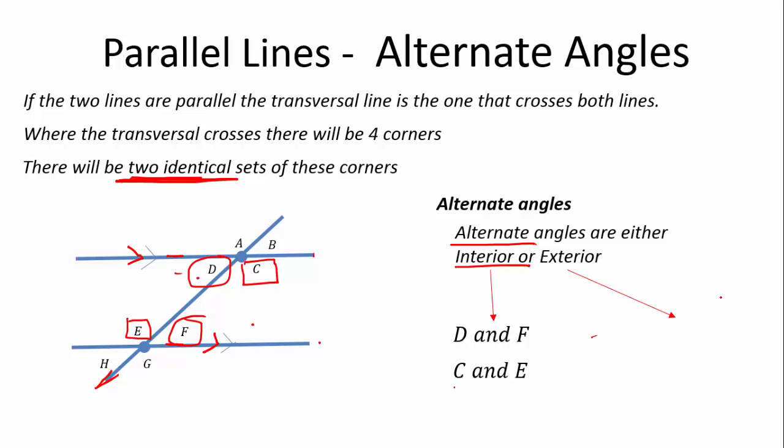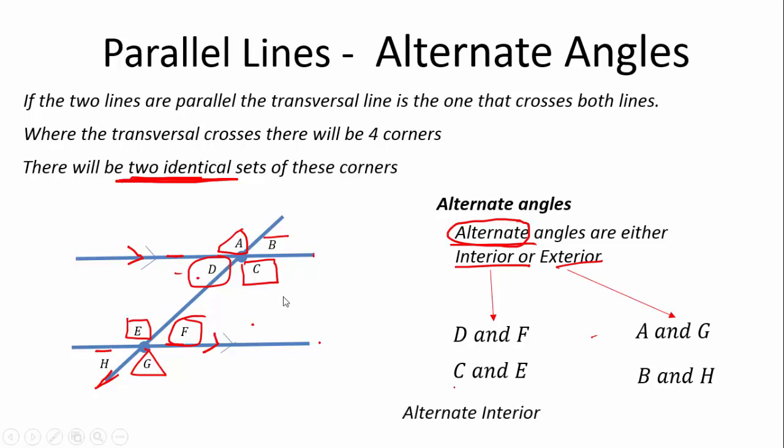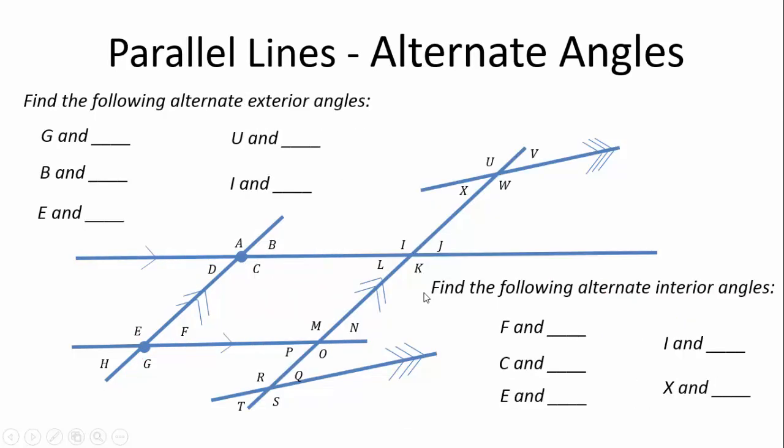What about alternate exterior angles, right? Now, alternate exterior angles are still alternate, meaning they're on different sides of the transversal, but they're now exterior, meaning they're on the outside of the parallel lines. So we could have A and G, or we could have B and H over here. These are alternate interior angles and alternate exterior angles. Let's look at this example. Find the following alternate exterior angles here, and then we're going to find the following alternate interior angles.